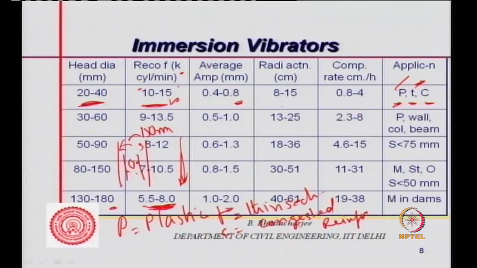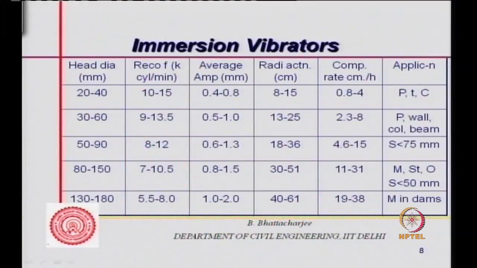The radius of action is 8 to 15 centimeter. In this one, the radius of action is much more. So where you have thin sections, plastic concrete, congested reinforcement, you might use this, while this might be used in mass concrete. You can see its radius of operation is quite high, and the compaction rate is also fairly high.